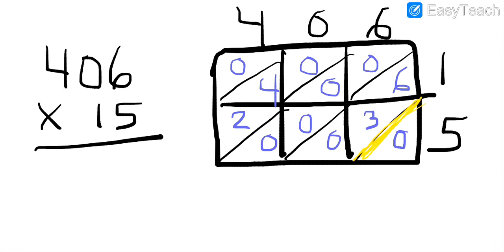There's the ones diagonal, next diagonal is the tens, and we have the hundreds diagonal, and the thousands diagonal, and then the 10,000s. Okay, now we are ready to add up the inside of each diagonal. So our first diagonal in the ones place, we just have a 0. We're going to write that down. Our tens diagonal, we have 6 plus 3 plus 0 is 9.